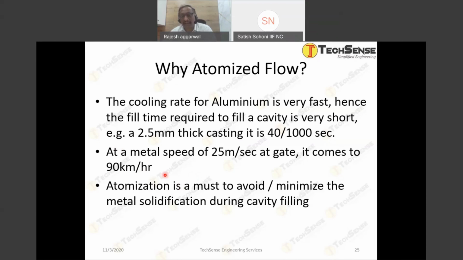So we have to be very, very careful. If we are trying to feed the liquid metal inside the cavity at 50 meters per second or 180 kilometers per hour speed, you can imagine what is happening inside, right? So that's the reason atomization is a must to avoid or minimize the metal solidification during cavity filling.